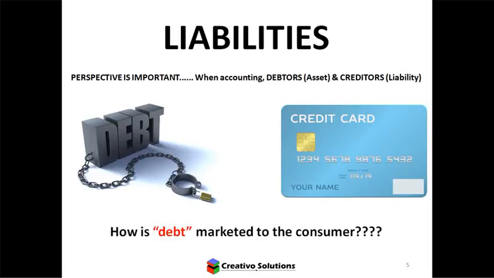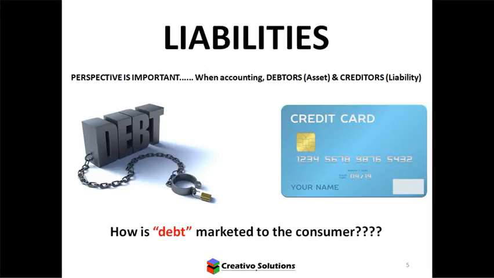Just something to think about, guys. Let's look at this question. How is debt marketed to the consumer? Remember, we spoke about perspective being important. Well, this is a really good example that you probably haven't realized in reality, and I hope you do realize it going forward. We know debt can be good and debt can also be bad. Remember, businesses are the ones who are marketing their products. So businesses are going to be marketing debt as credit.